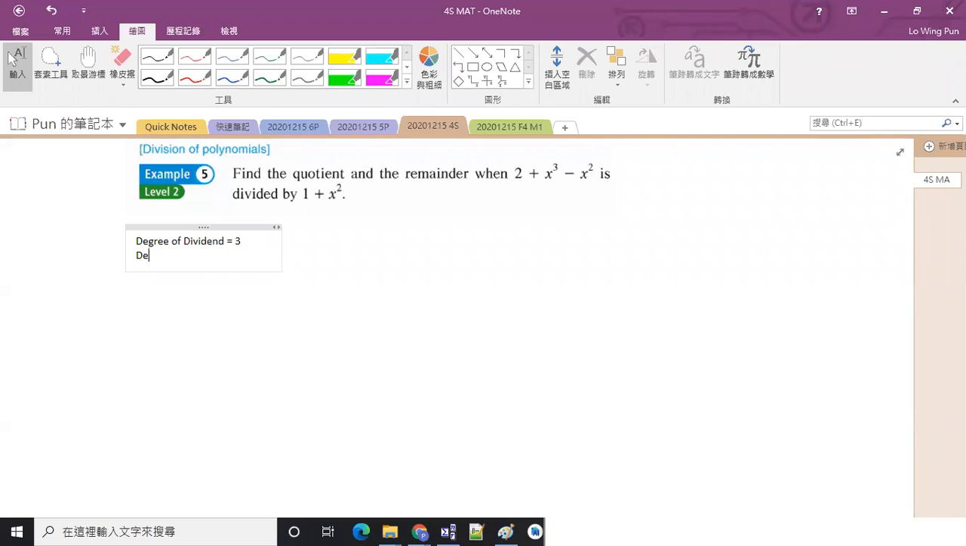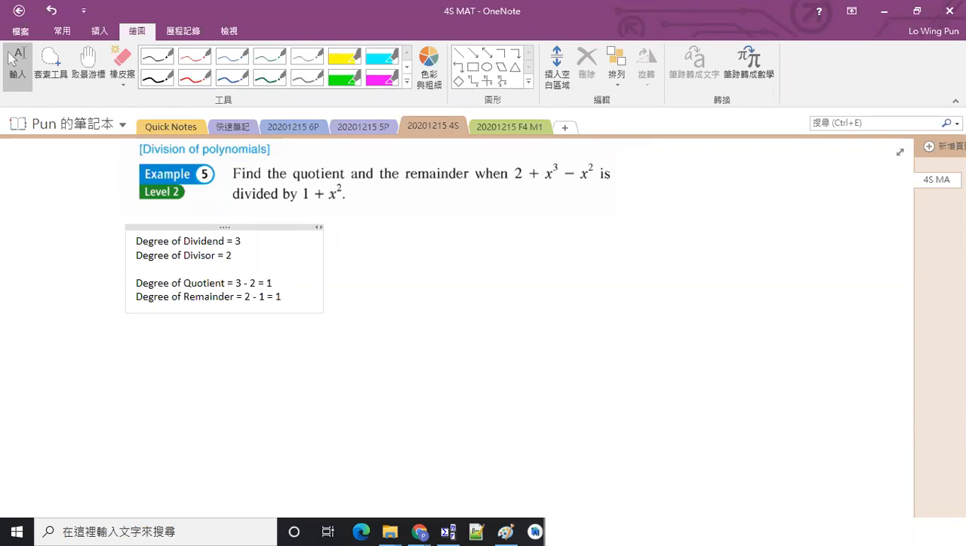power of x. And then the degree of divisor is 2, because it is divided by 1 plus x squared. So 1 plus x squared will be the divisor, okay? And the degree is equal to 2. Therefore, we can calculate that the degree of quotient should be equal to 3 minus 2, okay? So that should be equal to 1. And the degree of remainder is equal to 2 minus 1, which is 1. Be careful, this is different from before. This time the degree of the remainder is not 1 minus 1, it is the degree of the divisor minus 1.